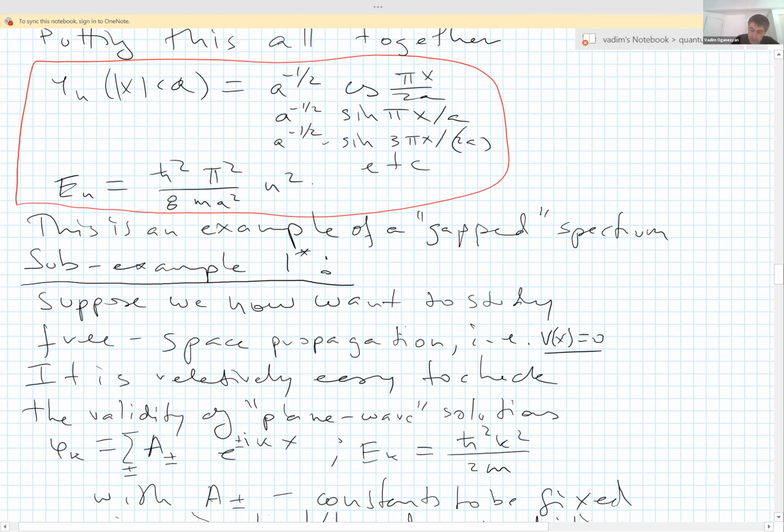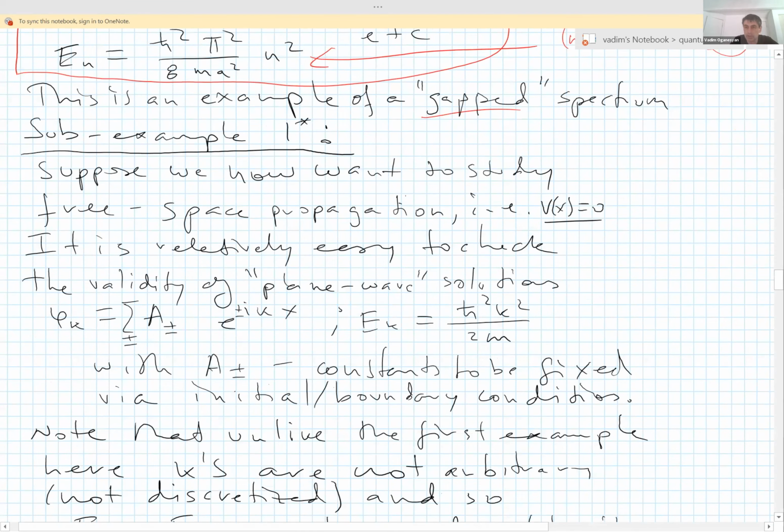So this is an example. You can see that n plus 1 squared minus n squared is, what is it, 2n plus 1, right? This is always finite. In fact, it's growing. And so this is an example of a gapped spectrum. Okay. But there's actually a wrinkle here that we can exploit to get a handle on the gapless spectrum.